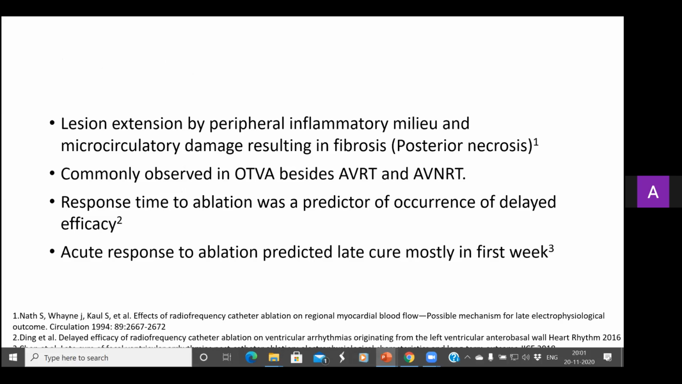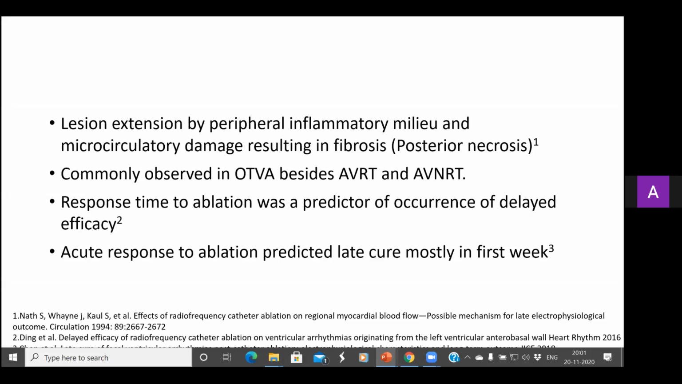The exact reasons for this delayed effect are not clear, but some mechanisms have been suggested. It could be due to lesion extension by the peripheral inflammatory milieu, or by the addition of microcirculatory damage during the ablation that results in the delayed effect, as mentioned in this study by posterior necrosis. This delayed effect is also commonly observed in outflow tract arrhythmias besides AVRT and AVNRT.